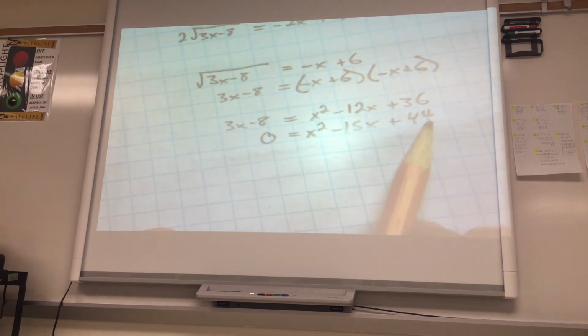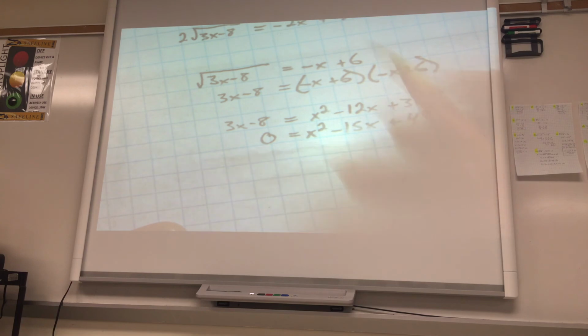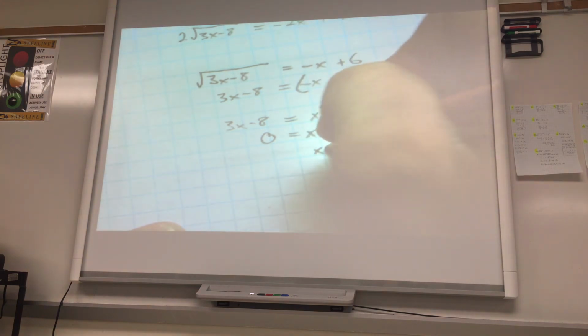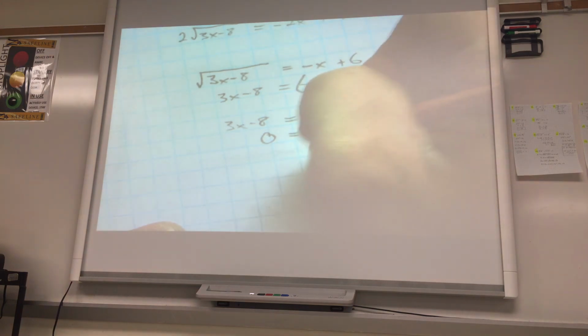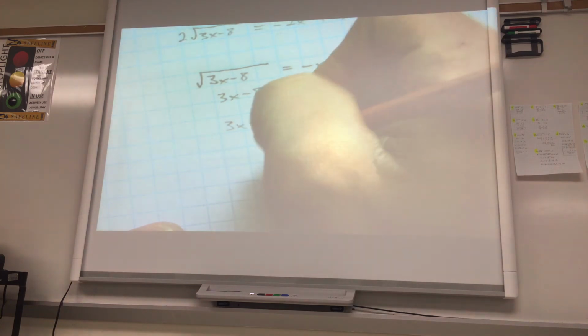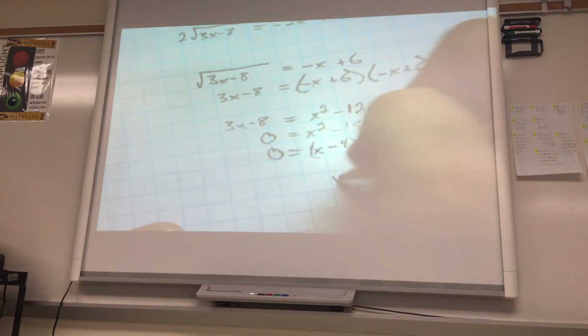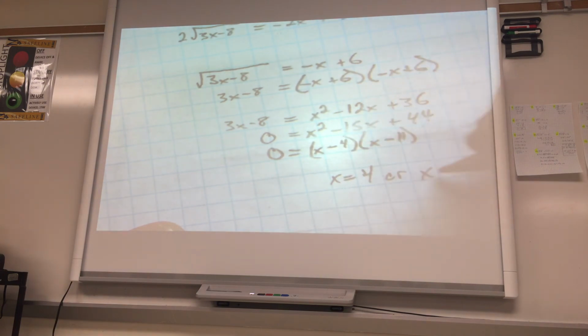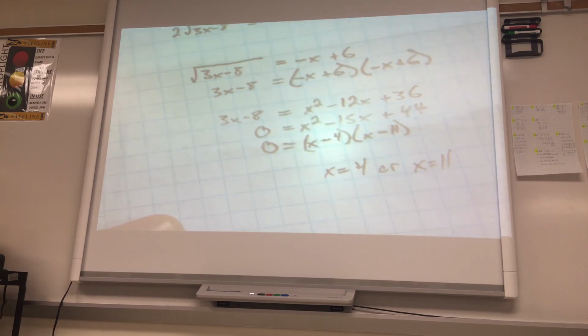I'm looking for factors of 44 that add up to 15, and that's going to be 4 times 11. So x minus 4, x minus 11 equals 0. So my two potential answers are x equals 4 or x equals 11.